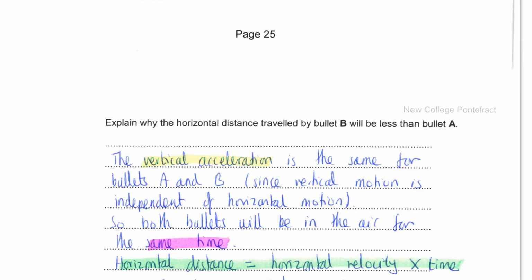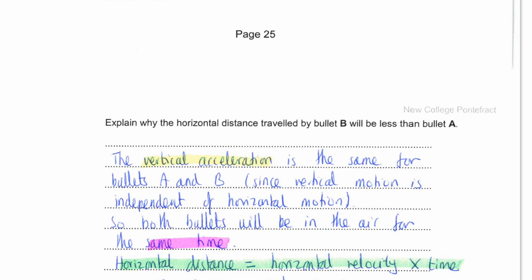Now, the consequence of the independence of vertical and horizontal motion is that the vertical acceleration for both these bullets is the same. They have different initial horizontal velocities, but their initial vertical velocities are both 0 and they both have the same vertical acceleration, the acceleration due to gravity. For this reason, both bullets will fall in the air for the same length of time.